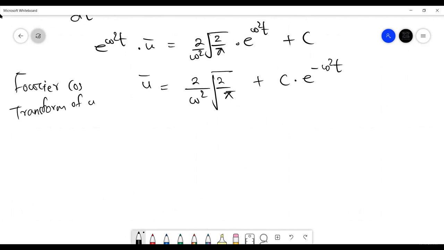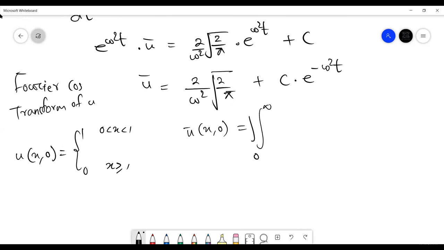There is an initial condition stating that u(x,0) is 1 and 0 under these conditions. So we will find ū(x,0). Applying the Fourier transform to this condition only, ū(x,0) is the integral from 0 to infinity of u(x,0) cos ωx dx, times √(2/π).